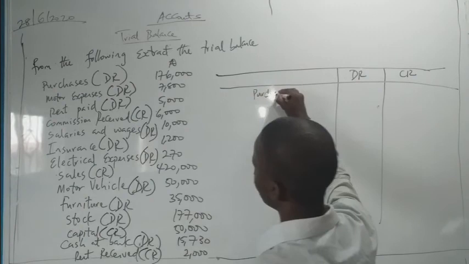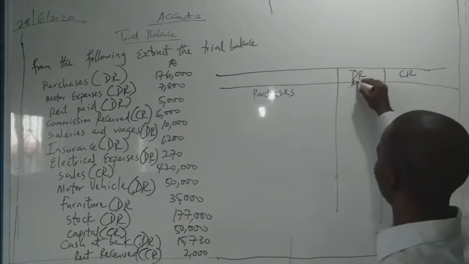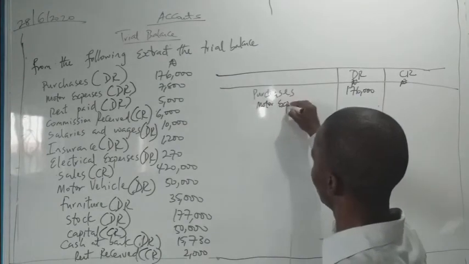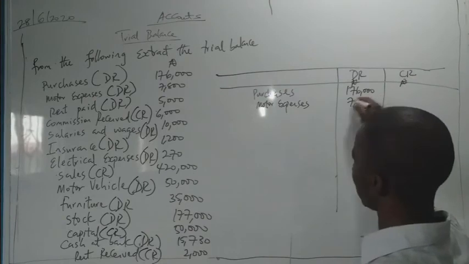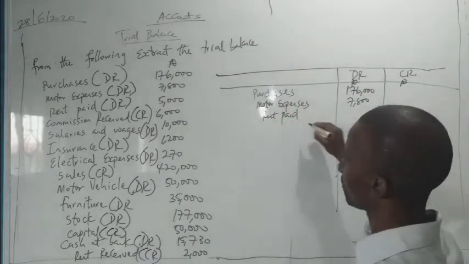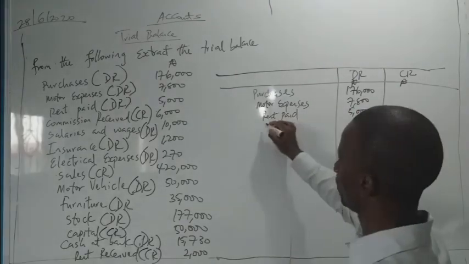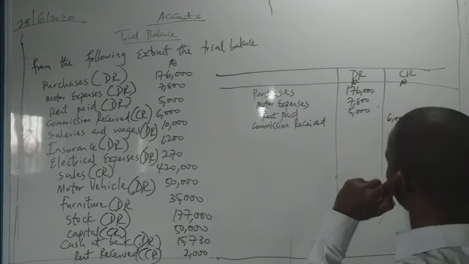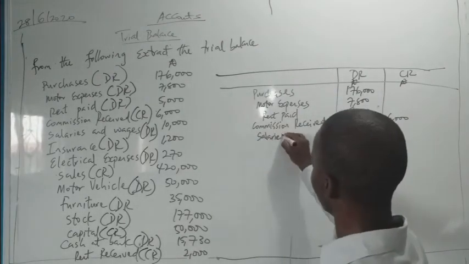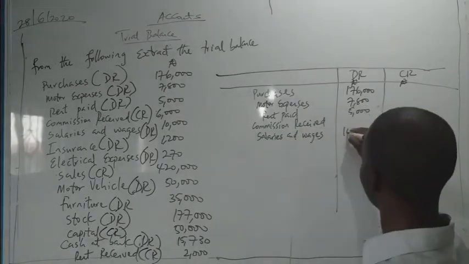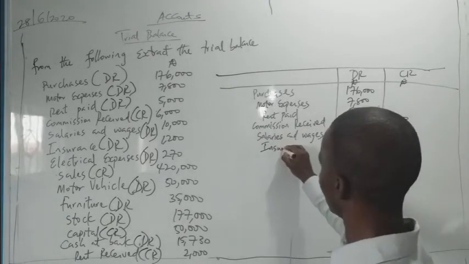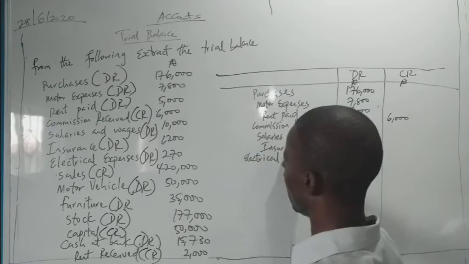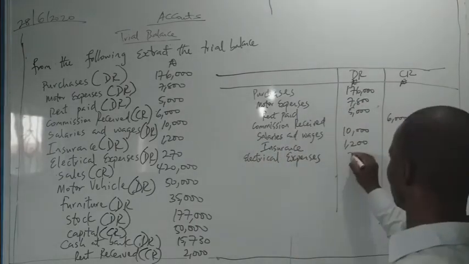Now, purchases, which is our debit, it will be here. Remember your naira, debit balance, 176,000. Motor expenses, where would that be? Debit, 7,800. Rent paid, expenses, where would that be? Debit, 5,000. Commission received, that is an income. Credit balance. Salaries and wages, expenses, debit balance. Insurance, an expense also, 1,200, debit balance. Electrical expenses, debit balance, 270.